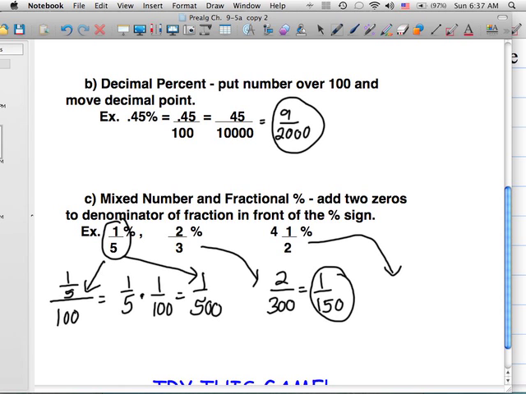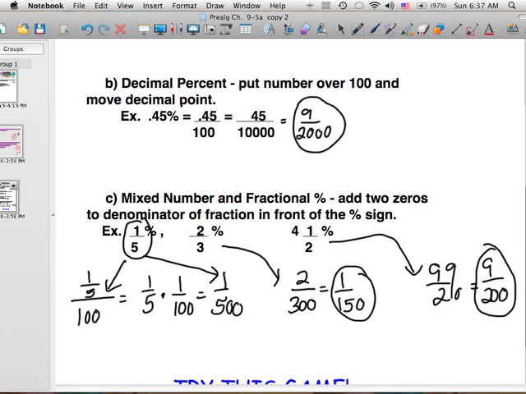And if I have a mixed number percent, I first change it to a fractional percent. 4 times 2 is 8 plus 1, that's 9/2 percent. And now compare me to 100. That would be 9 over 200. So once you get it in fraction form, just add 2 zeros to the bottom.